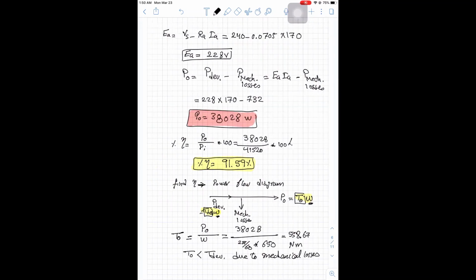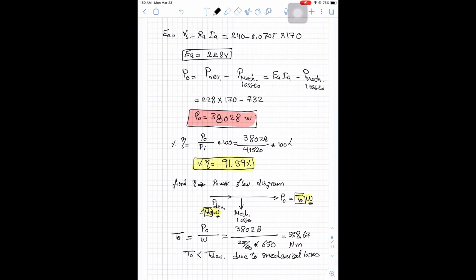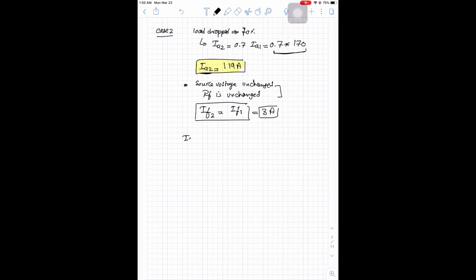Now let's see what is required. What is required here is to calculate the new line current. What is the line current or the source current in case 2? To get the new line current, I source 2 is I field 2 plus I armature 2. I field 2 is 3 ampere, I armature 2 is 119. This will give us 122 amperes. So now we have the second source current, or I line 2. The second line current of the machine is 122 amperes. Let's go back.